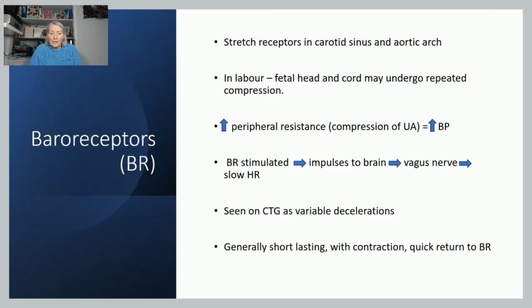So decelerations then. A little bit of background as to why these happen or how they're happening. Within the circulation, we actually have something called stretch receptors, particularly in the carotid sinus and the aortic arch. In labour, you will often get fetal head and cord compression as labour is progressing, and that can be a perfectly normal part of labour. But what happens is that will increase the peripheral resistance, particularly with that compression of the umbilical artery, and that in turn raises the blood pressure.